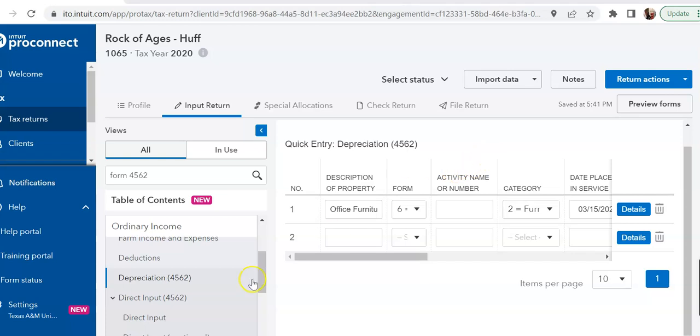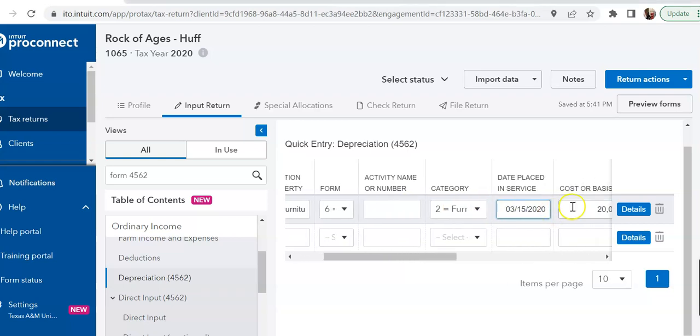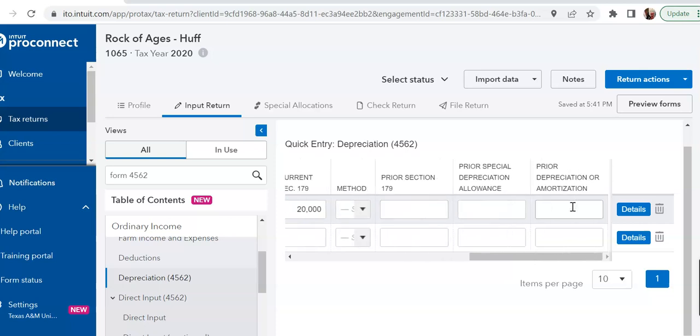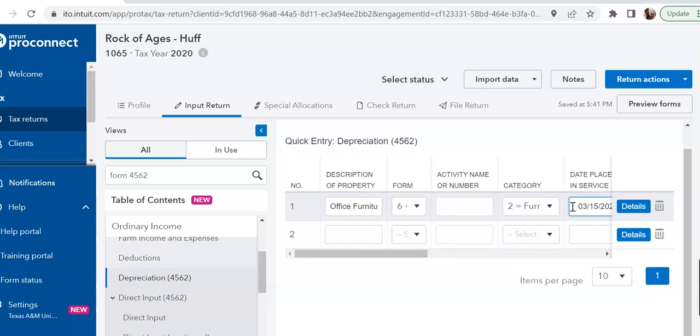Okay, so I think I got it. I had to come back to this 4562 direct input and finish, like this popped up and I had to finish putting in office furniture. This was already there. I had to add the date placed in service. I think that was really the problem. I didn't have that in there yet. And that was pretty much it. And then when I put that in, everything fixed and it all looks correct to me now.